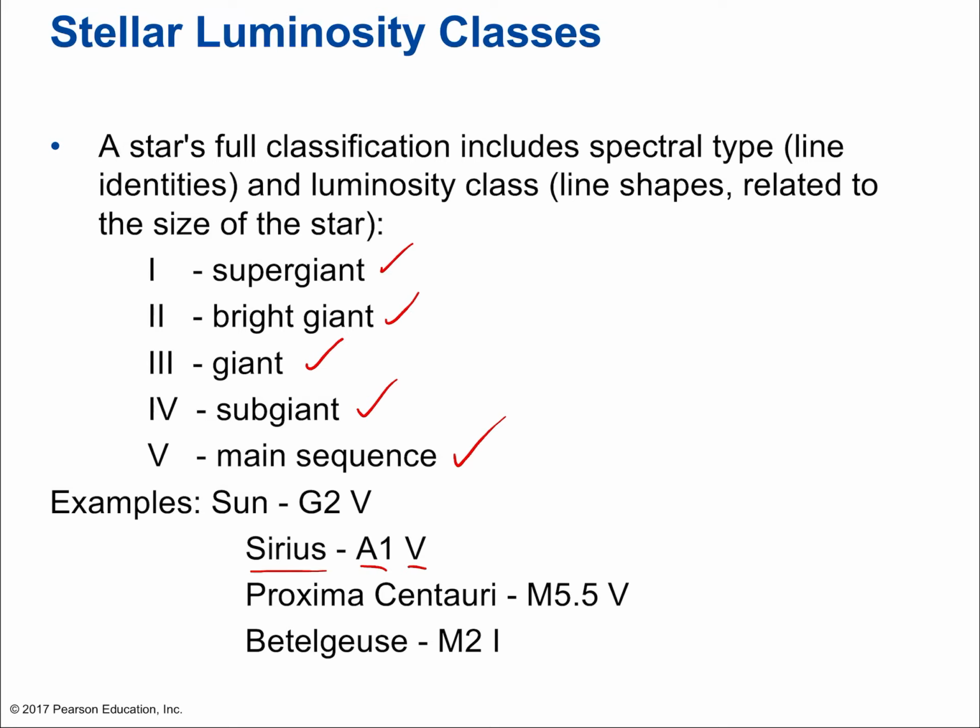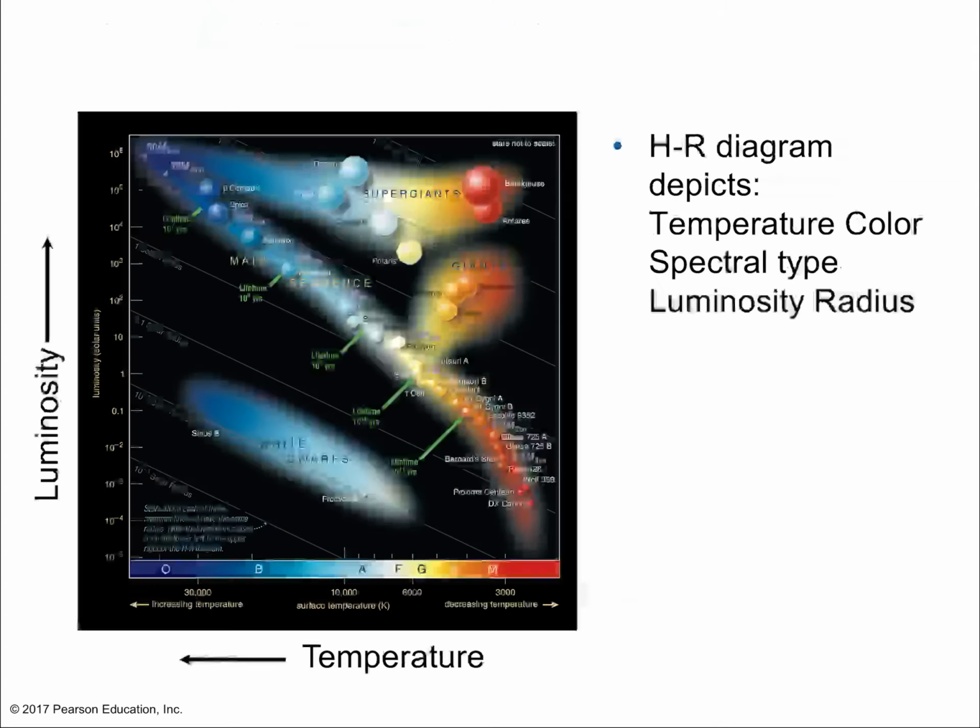And then the sun is G2V, because based on its temperature it's G, based on its absorption lines it's a 2, and it's main sequence, so it's V. Proxima Centauri is another main sequence star. Betelgeuse is not. Betelgeuse is dying, which means it's not a main sequence star, and that makes it an M2, Roman numeral 1. So M2I. The HR diagram depicts temperature, color, spectral type, luminosity, and radius. I think we've established that.